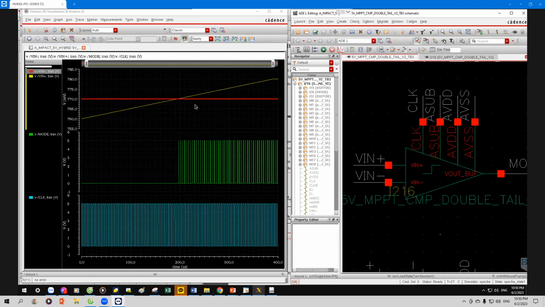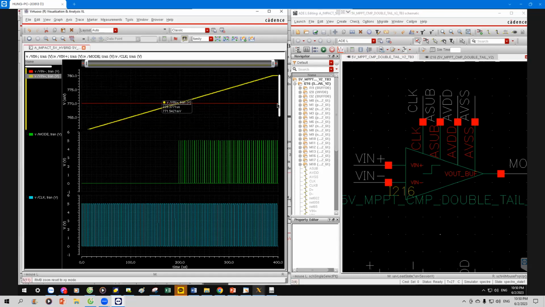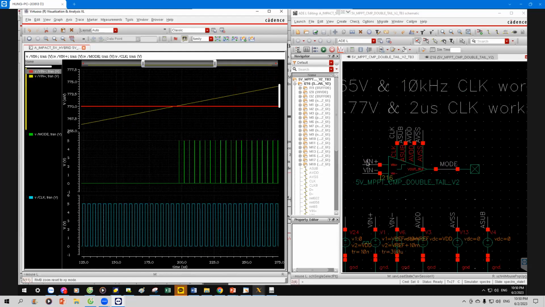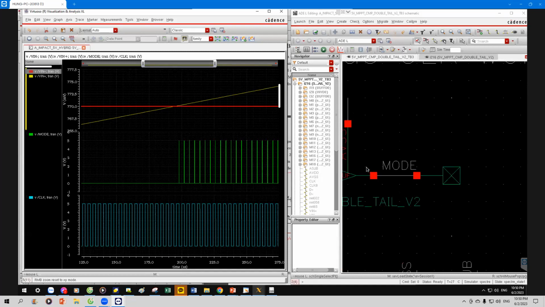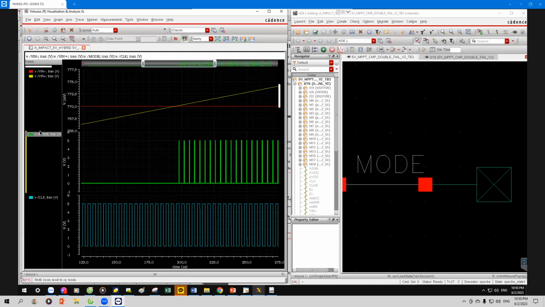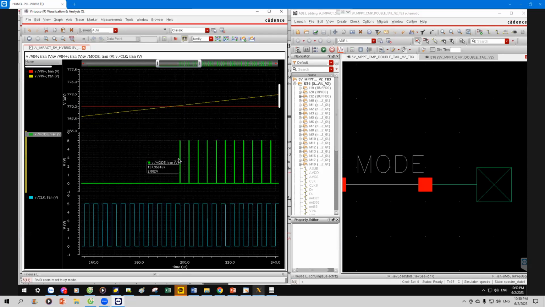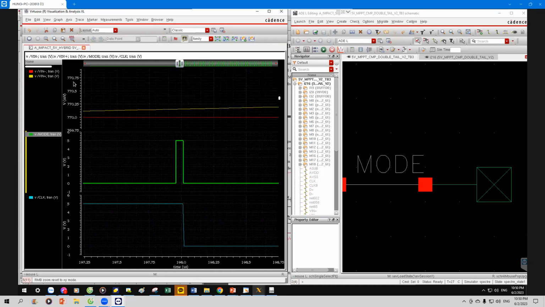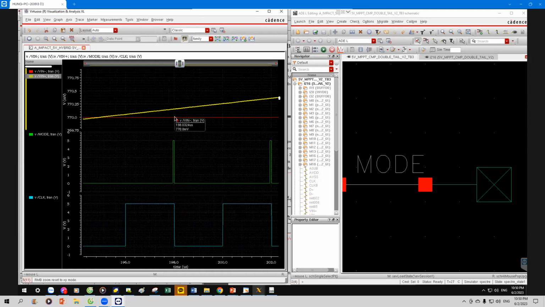So when your voltage V plus here becomes higher than V minus, the output goes high. The output is in the green. It will go high when V plus is larger than V minus.